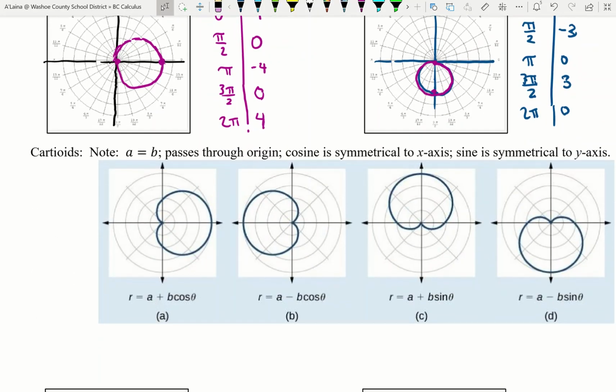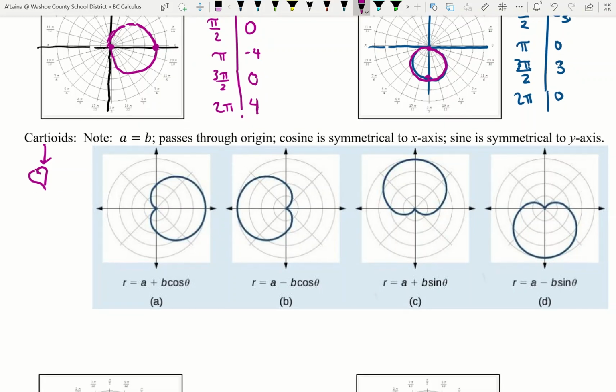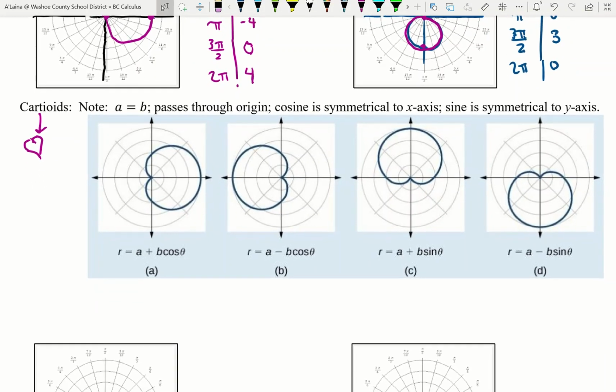Cardioids are heart-shaped graphs. A couple things that you should know about a cardioid. When you're looking at the equation of a cardioid, you're going to have two numbers. It's kind of similar to what a circle looked like, but you have this other number in front of it, and then you have either a plus or a minus in between. So some things about cardioids: A and B need to be the same value. Now you can have a plus or minus between them, but they need to be the same in order to have this shape. We'll talk about why when we plot some points.